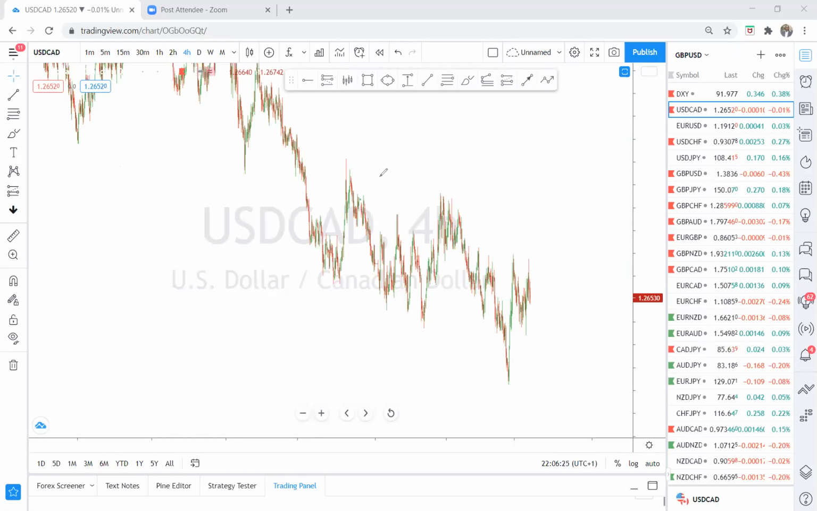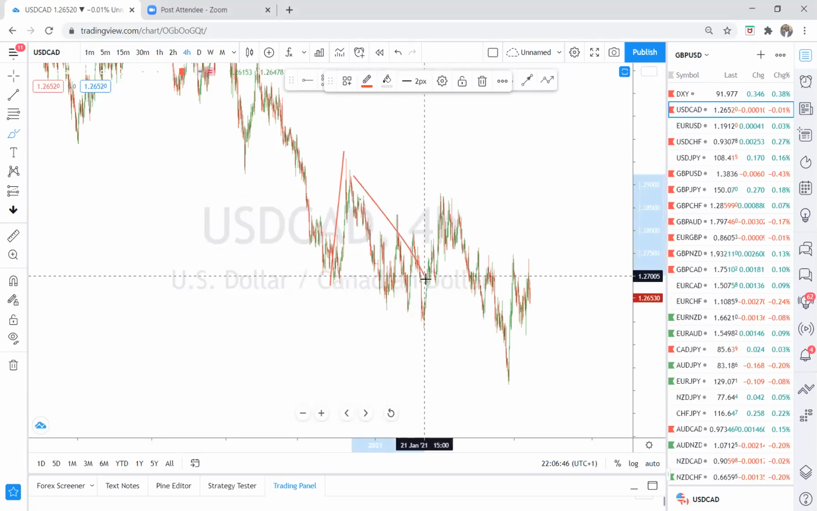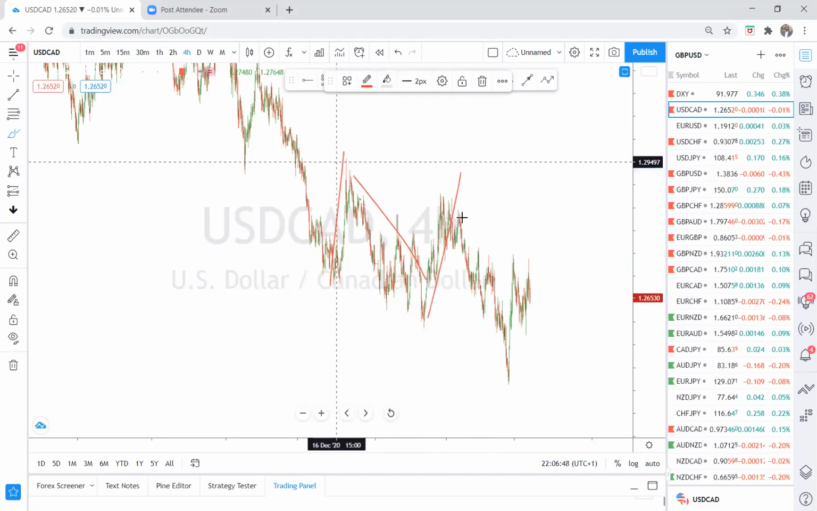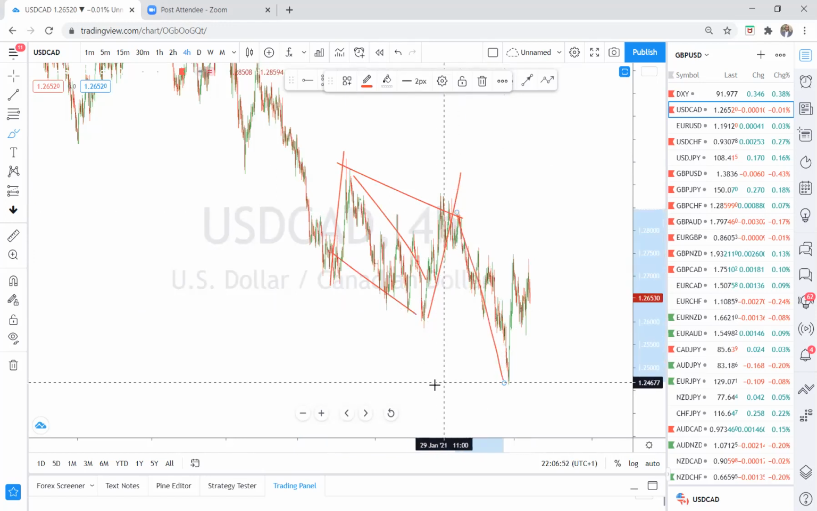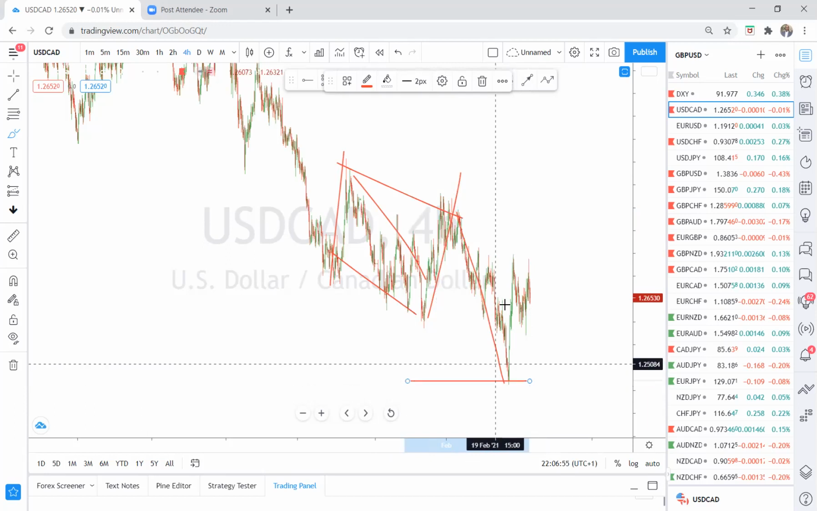You agree with me that you have this structure, you have this structure. When this structure came, we had a nice push to the downside. This structure came, you have this, we gave this trade a nice move to the downside, and exactly at this spot we hit our TP, and we are now having a push to the upside.